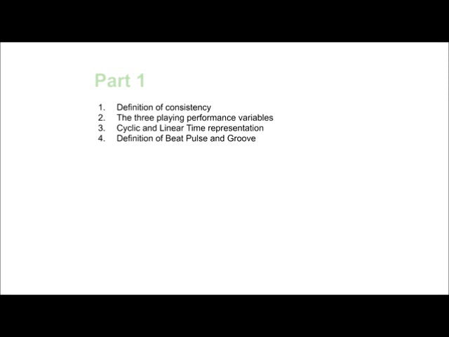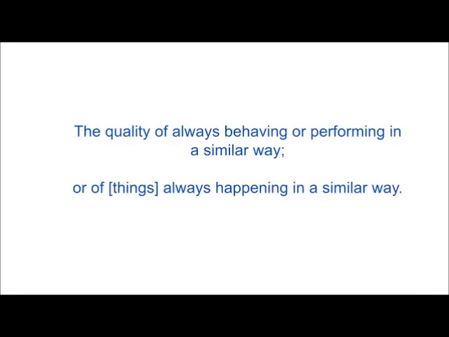So part one is the definition of consistency, three playing performance variables, cyclic and linear time representation, and the definition of beat, pulse, and groove. Looking firstly at the Cambridge Dictionary definition, consistency is the quality of always behaving or performing in a similar way, or of things always happening in a similar way.